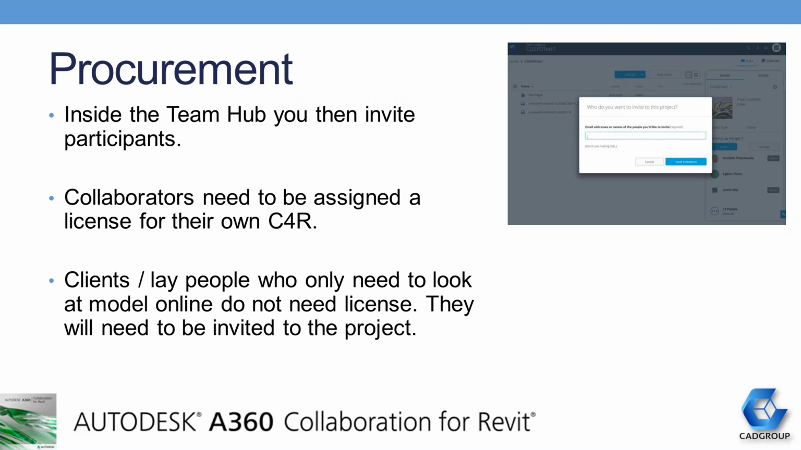So basically, when you've got the hub up and running, you then start to invite participants. So there could be people who have a license of C4R, or they could be clients or other people that you want to be able to look at the actual online model. If anybody needs to open up a file and work on it in Revit, then they definitely need to have a license of C4R.